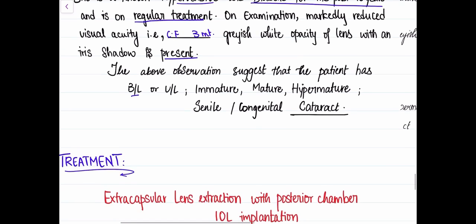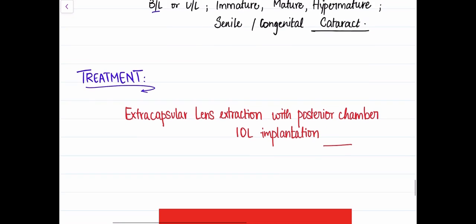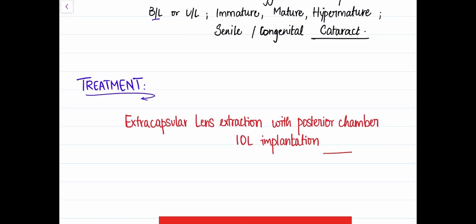So after the whole presentation, you will definitely be questioned on what your treatment modality would be. So cataract treatment is always surgical. If there are any preconditions, like any infections, you first treat that. After everything is normal, BP, diabetes, hypertension, everything's under control, all systemic examination is done, everything's normal, then we proceed to the surgery. Our surgical treatment is extracapsular lens extraction with posterior chamber IOL implantation, that is intraocular lens implantation.